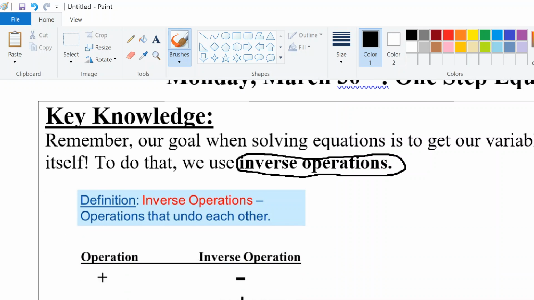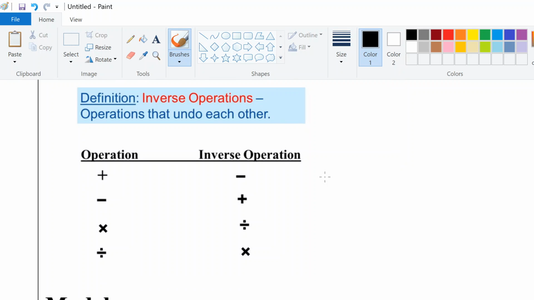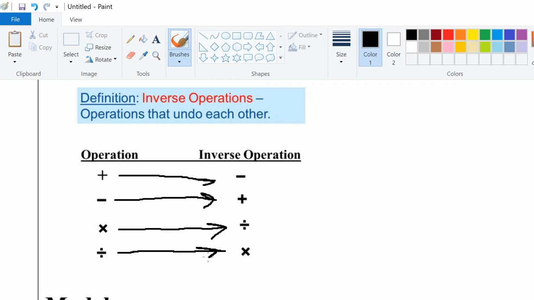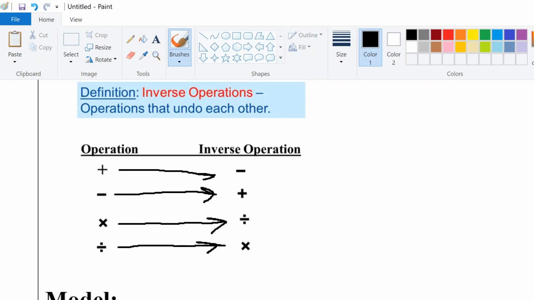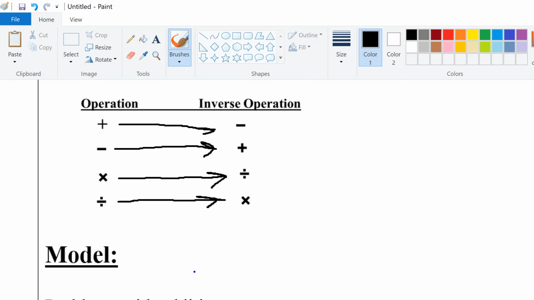They undo each other. So notice here, our inverse operations would be plus to minus. The opposite of addition is subtraction. The opposite of subtraction is addition. The opposite of multiplication is division. And the opposite of division is multiplication, okay? So we're going to use these inverse operations, the opposites, to be able to solve some problems here.